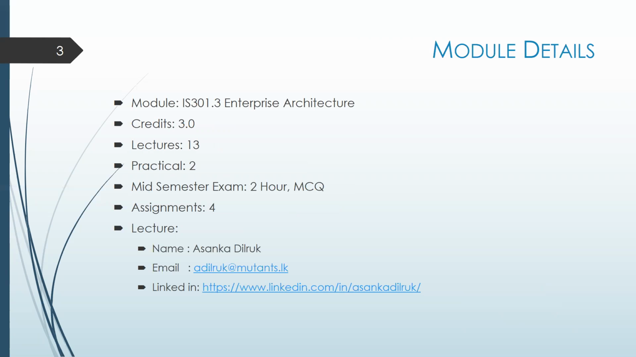So this is the enterprise architecture, 3 credit worth course module. I am planning to conduct 13 lectures and 2 practicals, right? Then of course we will have a mid examination which is a 2-hour MCQ paper. We will have 4 group assignments. Let's decide the group size later, right? It might be probably 4 to 5 students in a group.